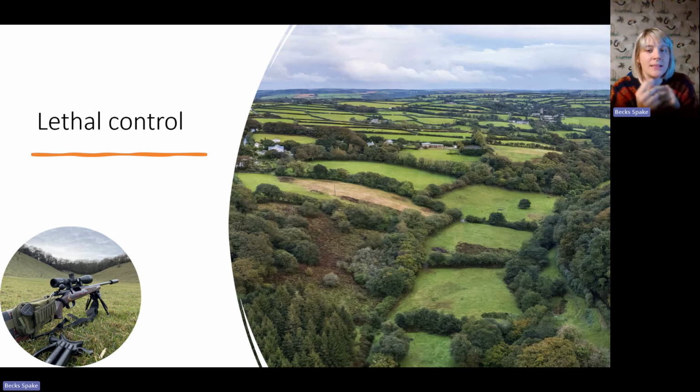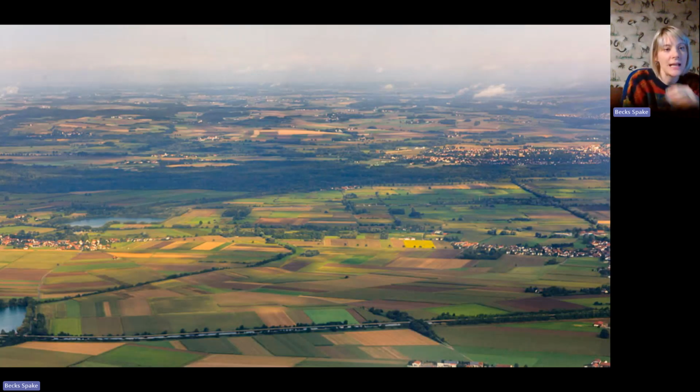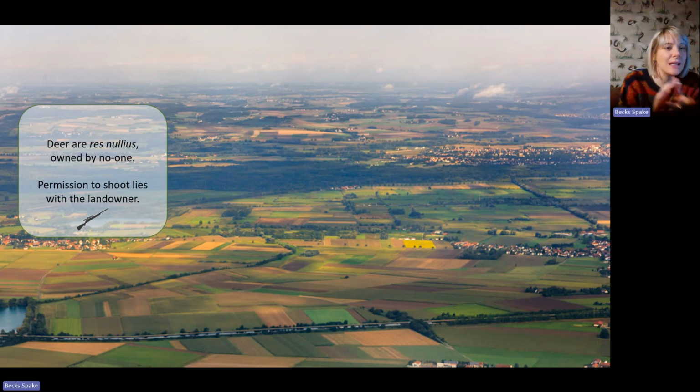Now, the challenges to implementing lethal control are a little more complex than the other methods. So let's look at the problem. Why is lethally controlling deer such a challenge in landscapes across the UK? Well, deer are classified as res nullius. That means they're owned by no one. Now, only two things are required to shoot deer. That's a gun licence and permission from the landowner.